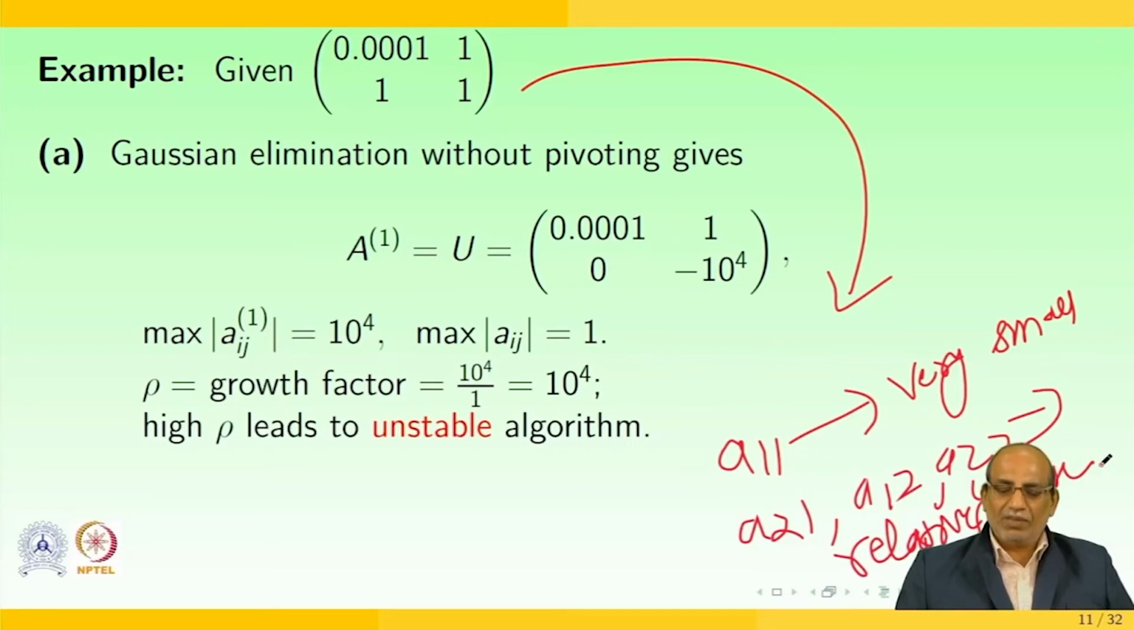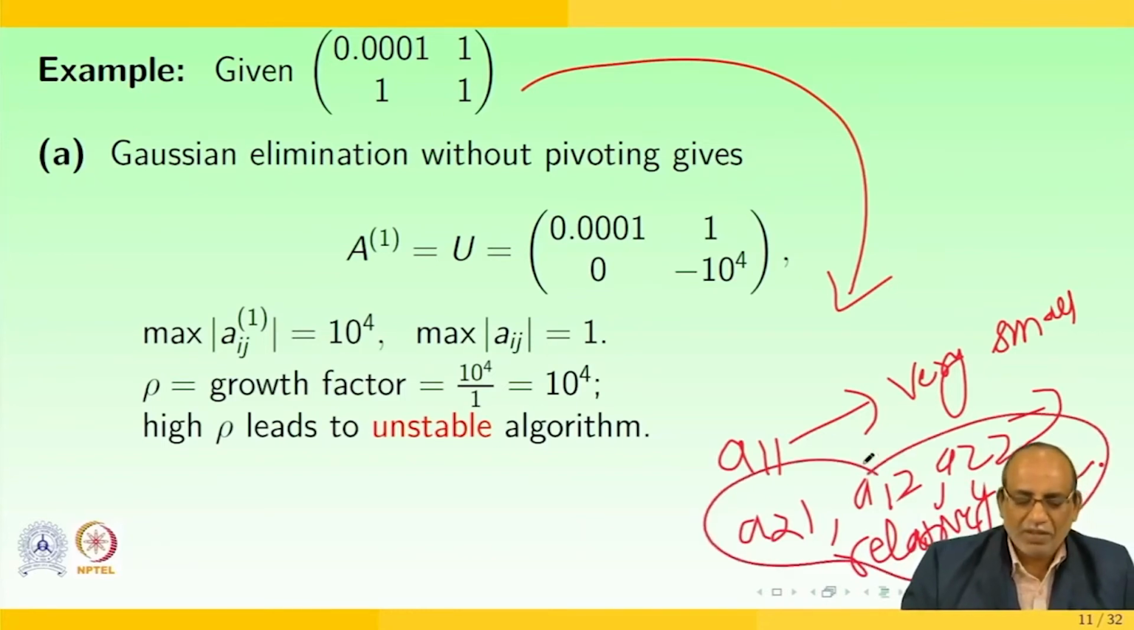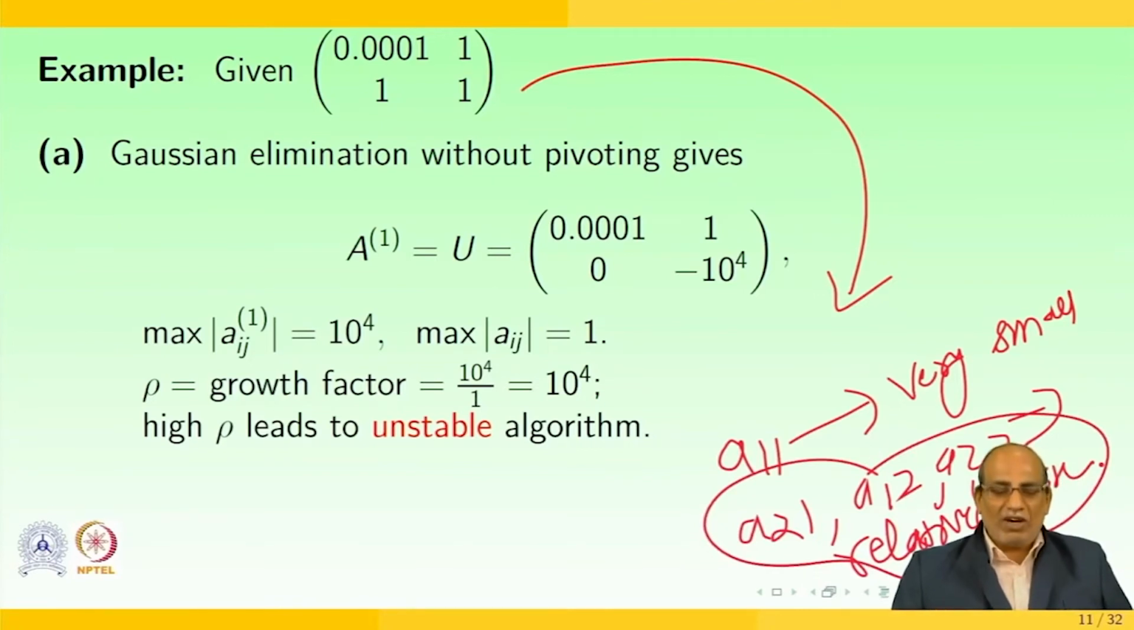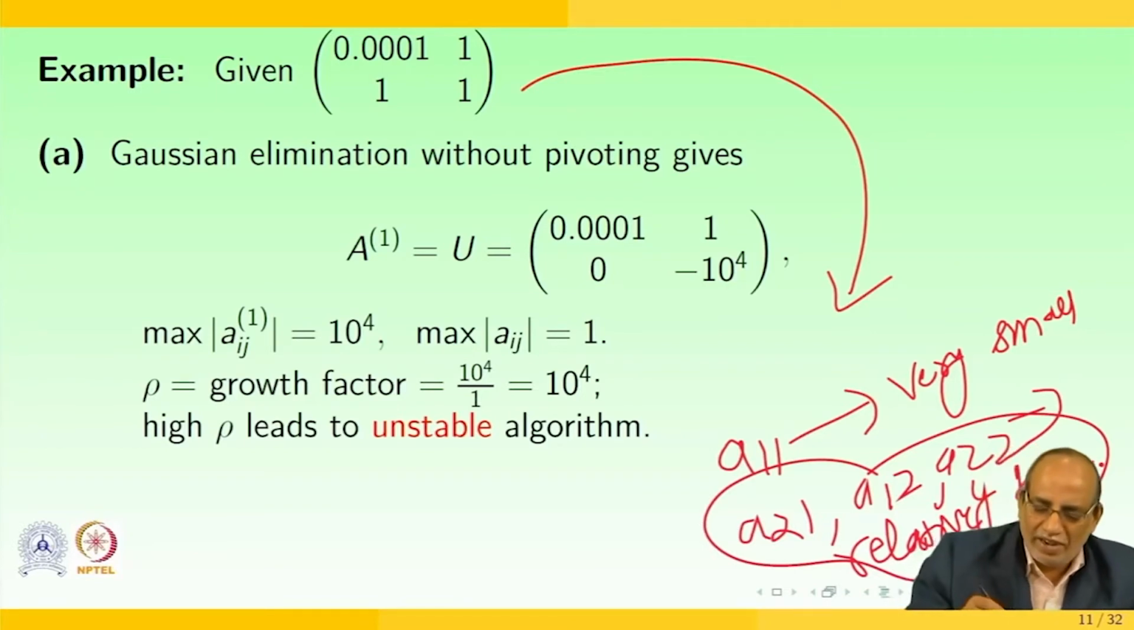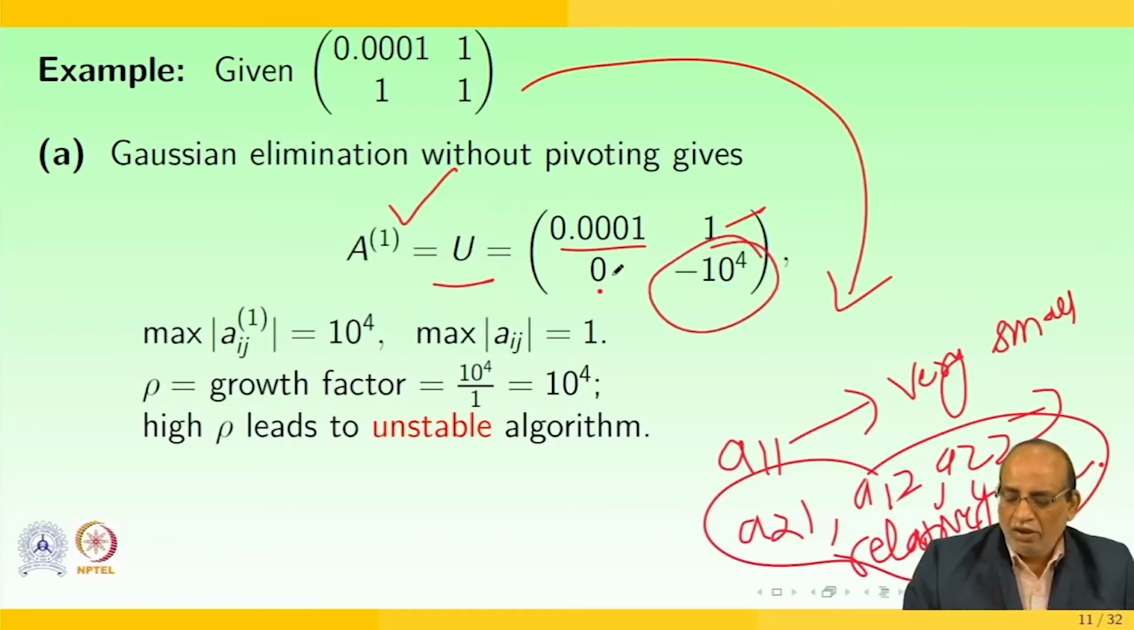That means these elements are relatively bigger compared to the elements A21, A12, A13, right? Now let's see what would happen to the Gaussian elimination without pivoting. If you do Gaussian elimination without pivoting, A1, that is nothing but the upper triangular matrix U, has entries 0, 0, 1, 1, 0, and minus 10 power 4. You see that this is a very big element if you take the absolute value, and this is a very small element.